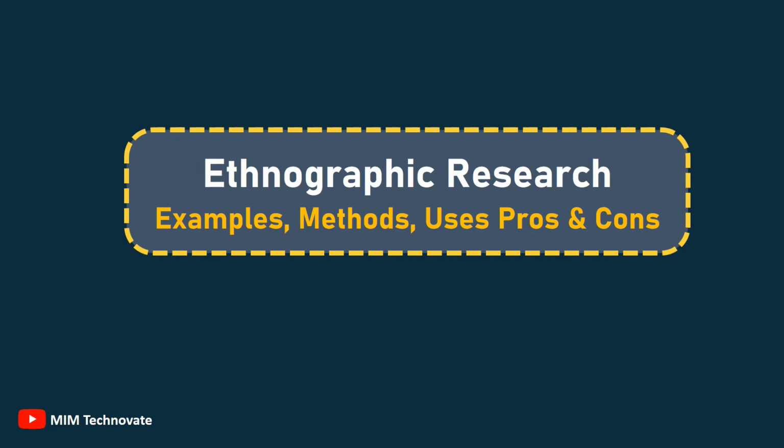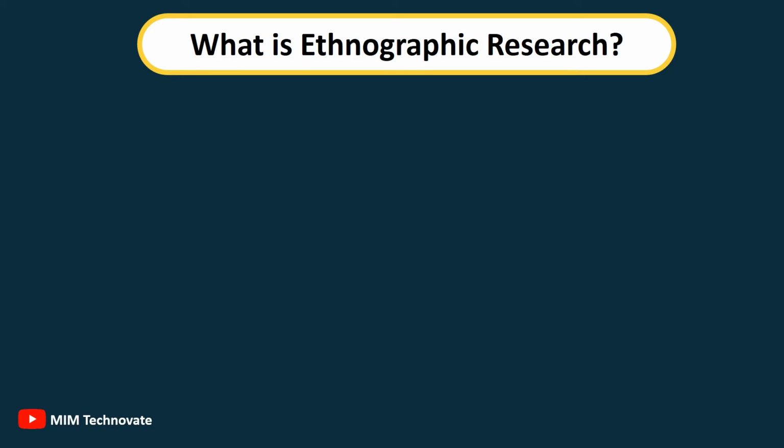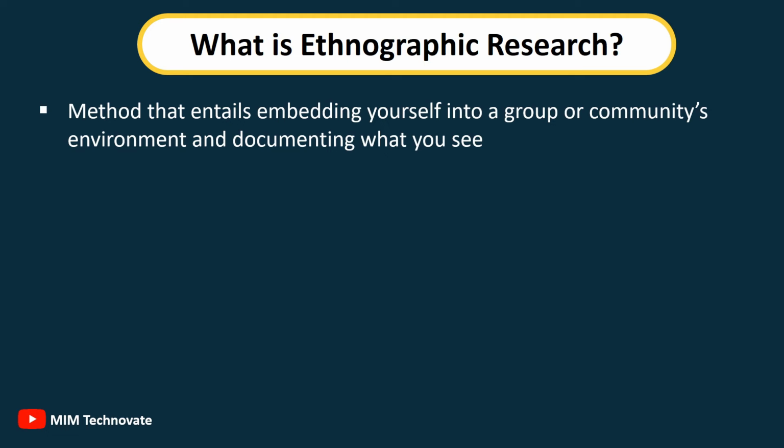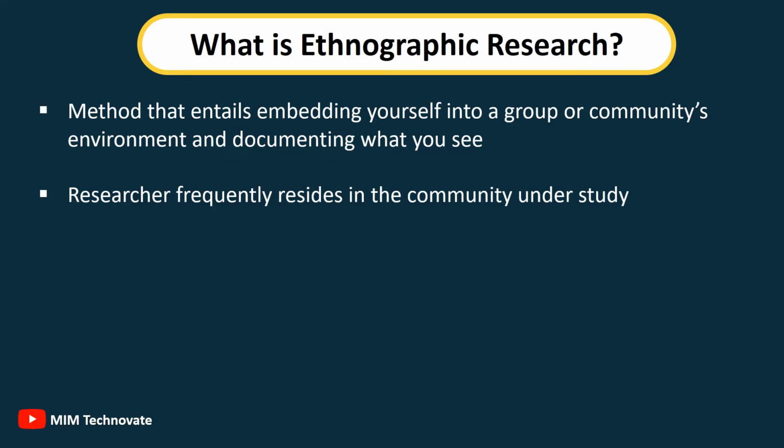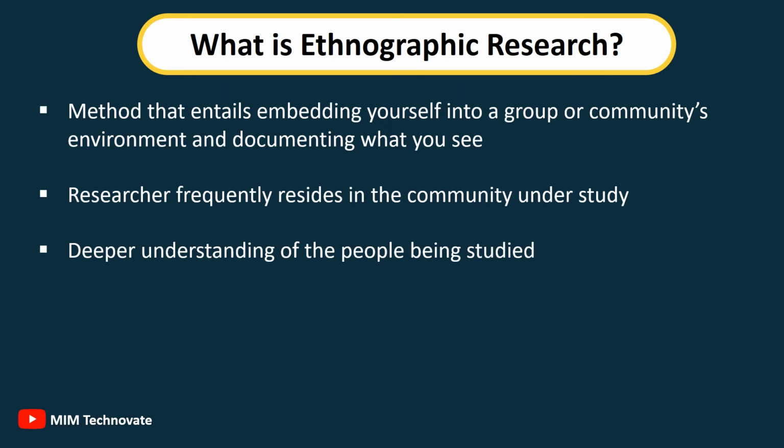Ethnographic research. Examples, methods, uses, pros and cons. What is ethnographic research? Ethnography is a research method that entails embedding yourself into a group or community's environment and documenting what you see. The researcher frequently resides in the community under study, compared to quantitative research. This results in a deeper understanding of the people being studied.